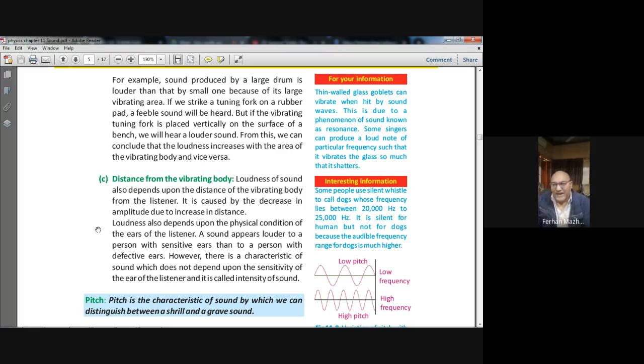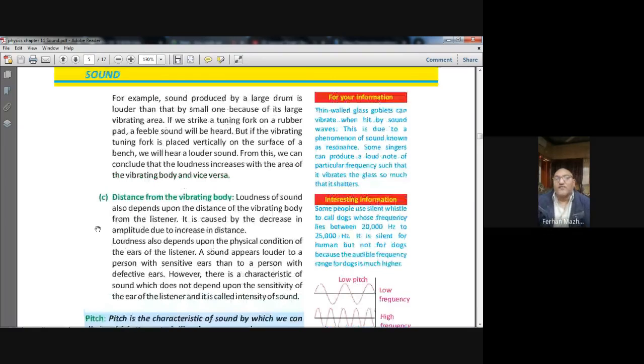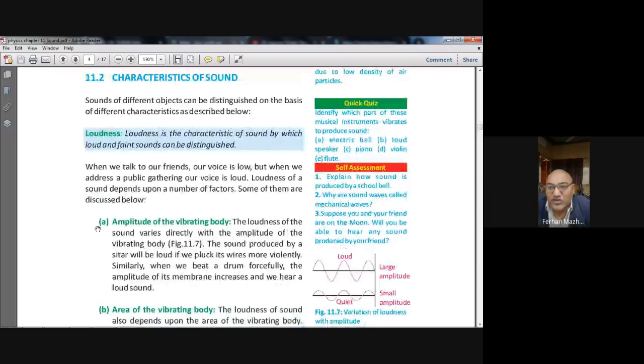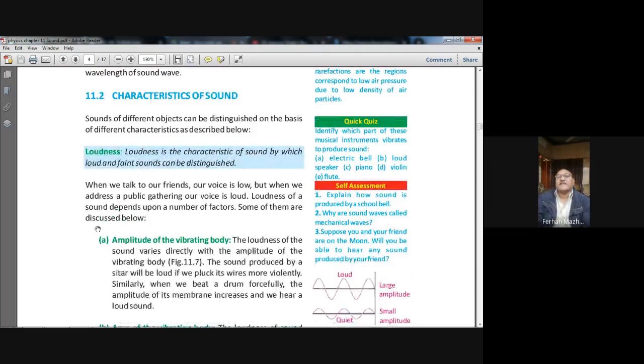So very important, these are the three factors. Another factor is the ear, the condition of the ear. You see, some people might not be able to hear that loudness, and some people's ears might be very sensitive to the loudness. Okay, so you can say the characteristic sound of different objects can be distinguished on the basis of different characteristics as described below.